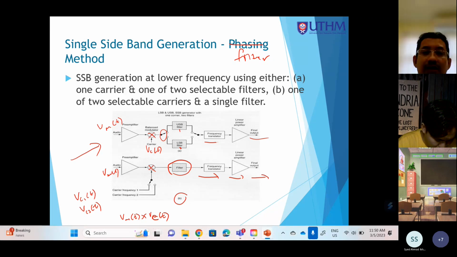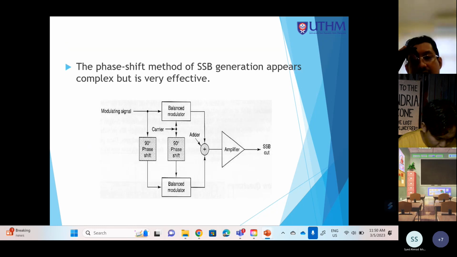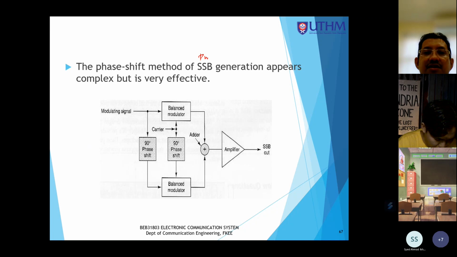Kemudian, now we see that we produce a single sideband using a filter method. Sebenarnya kita boleh juga menghasilkan single sideband without carrier, without using carrier. Kita tak gunakan carrier langsung. Kita menggunakan istilah phasing method. This is what we call a phasing method.